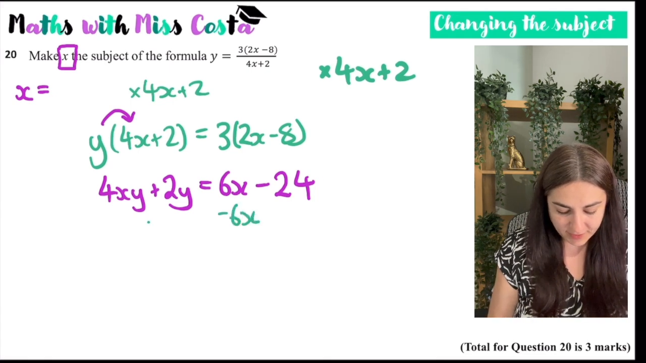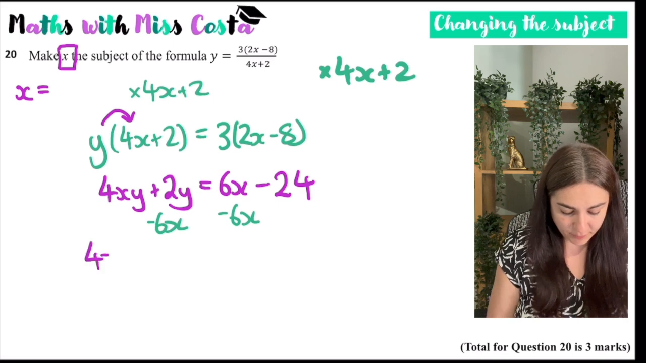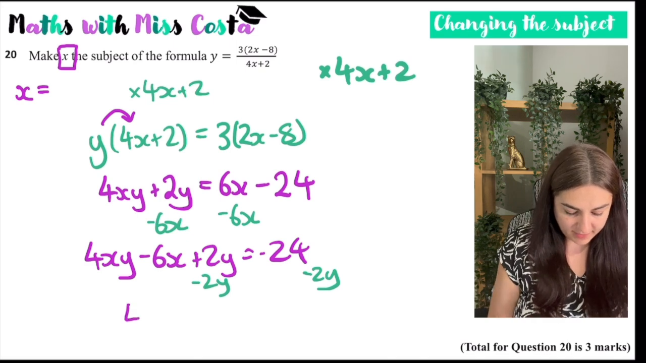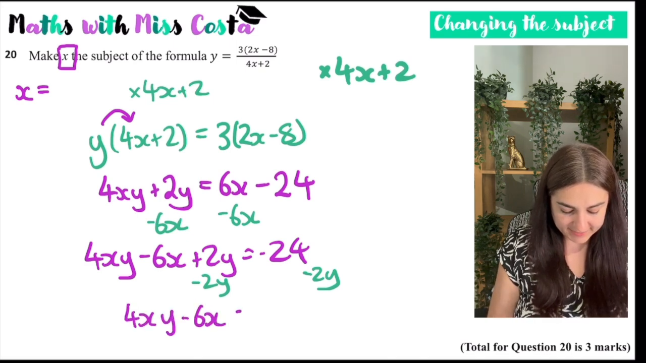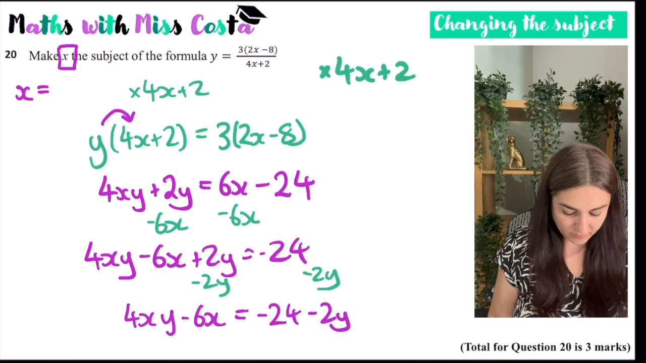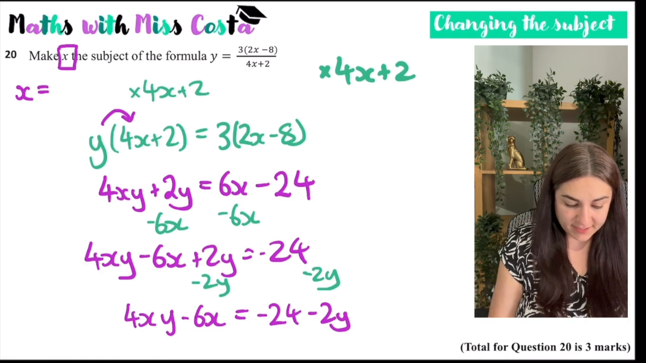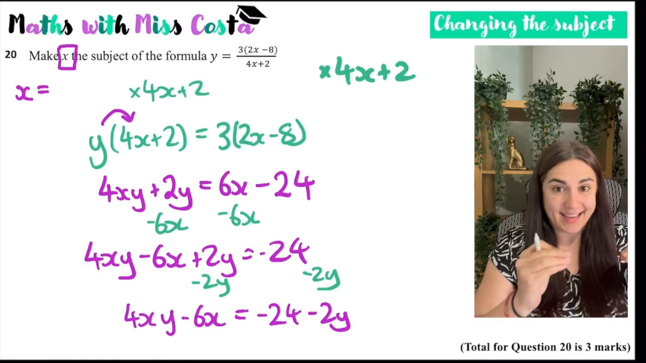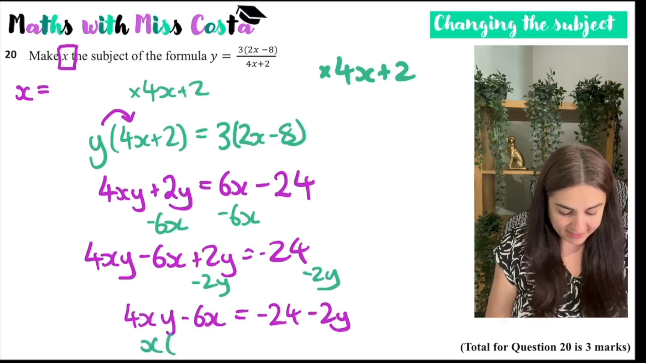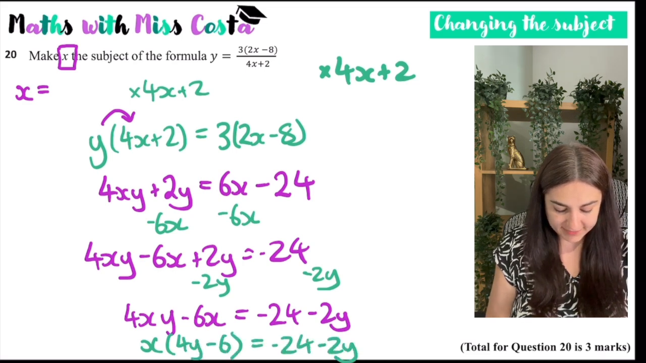So if I first subtract 6x from both sides, I'd be left with 4xy take 6x plus 2y equals minus 24. And then I could just move the y. So I'd be left with 4xy minus 6x equals minus 24 minus 2y. And then I can factorize. So I want to factorize the x out so the x can be on its own. So that would be x on the outside, 4y take away 6 equals minus 24 minus 2y.